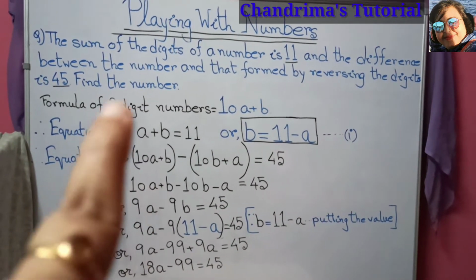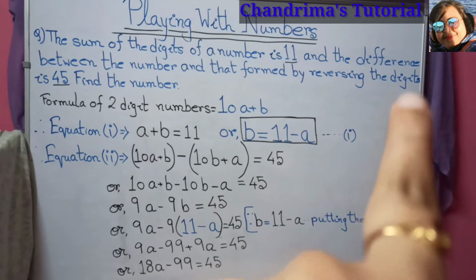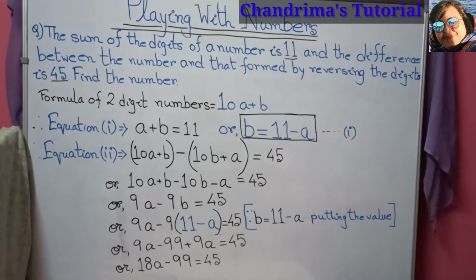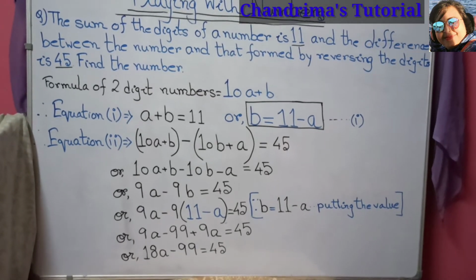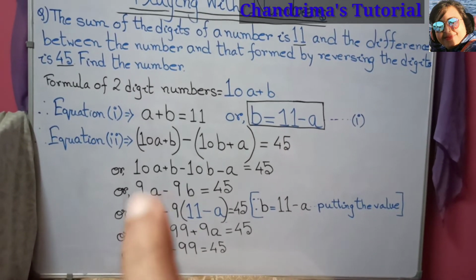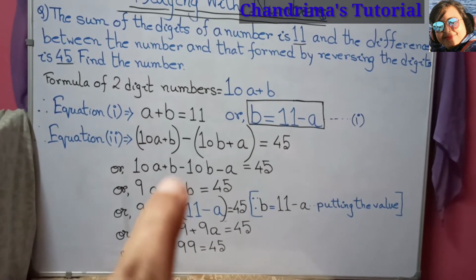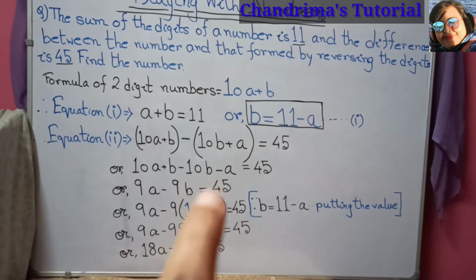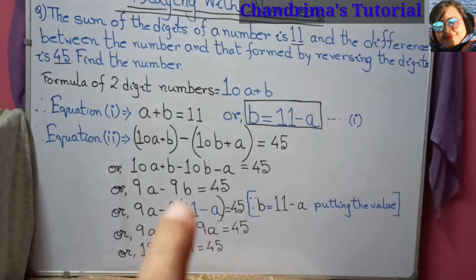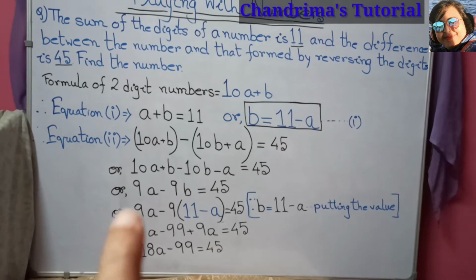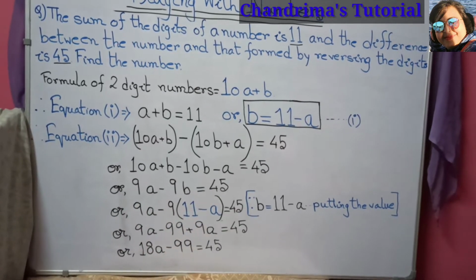It is given here that the difference on reversing the digits is 45. So now solve it. What do we get? 9a, since here 10a and minus a gives 9a. Now plus b minus 10b, which one is greater? 10b is greater, so the symbol is minus, and the difference is 9. So 9a minus 9b equals 45.